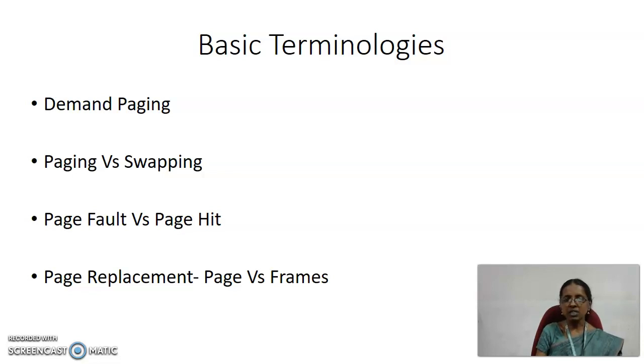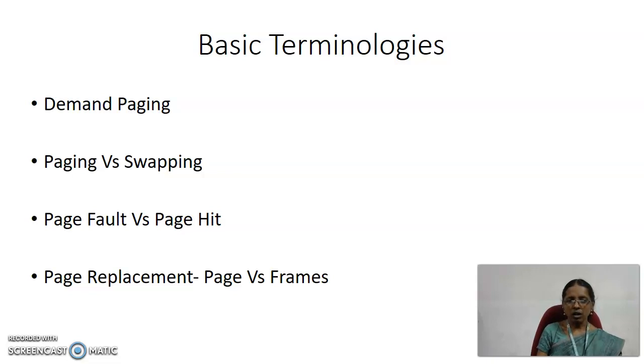Paging is different from swapping. Swapping is nothing but loading the entire process into the main memory. But paging is the process of loading a part of the program or part of the process into the main memory. That is paging.